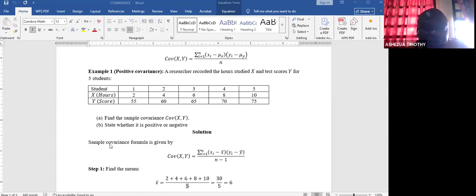Now, as a solution, the sample covariance formula is given by cov(x, y) equal to the sum, i starting from 1 to n. In this case, let me interpret this term so that you know. i equals 1 to n. In this case, our n is 1, 2, 3, 4, 5. So our summation is from i equals 1 to 5.